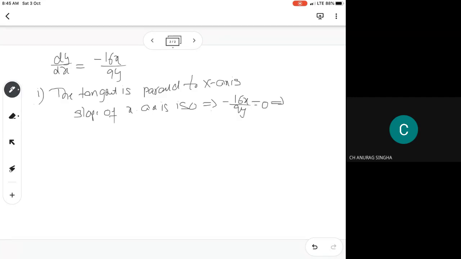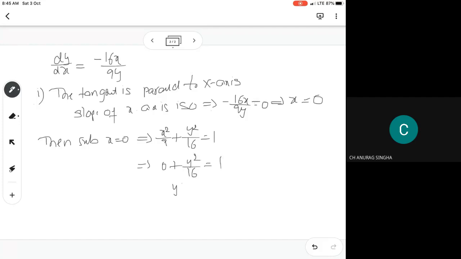From this, you are going to get x is equal to 0. The x value is 0, so the y value is to be found. You have to substitute this x value in the given curve, whatever the curve may be. This is the procedure. x square by 9 plus y square by 16 is equal to 1. Substitute, so that the first term becomes completely 0. So 0 plus y square by 16 is equal to 1, so y square is equal to 16, and y is equal to plus or minus 4.